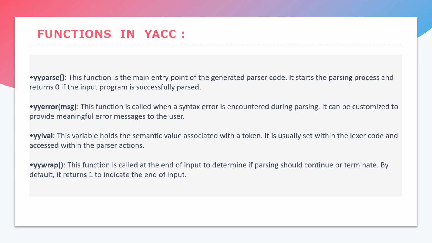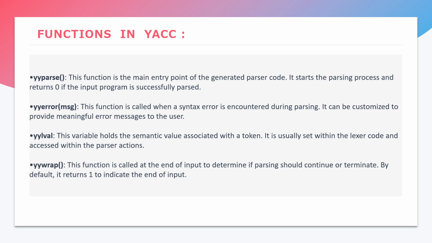yylval. This variable holds the semantic value associated with a token. It is usually set within the lexer code and accessed within the parser actions. yylineno. This variable keeps track of the line number of the input program being parsed. It is typically incremented by the lexer.